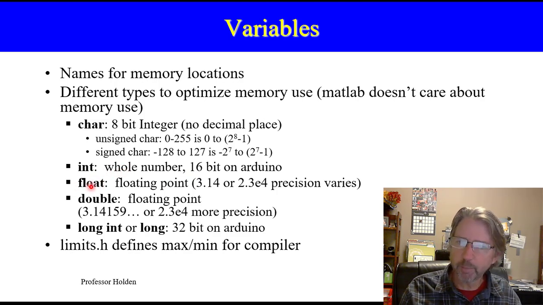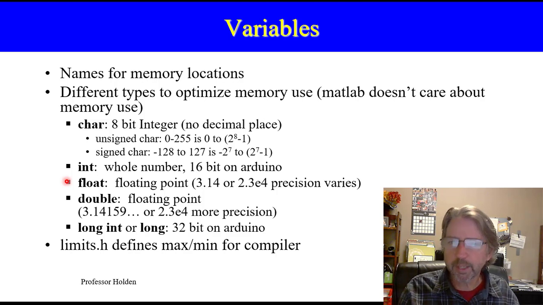Float is a floating point number, so it does have the decimal point, like 3.14, or you can use scientific notation, 2.3e4, which means 2.3 times 10 to the 4. Most engineering calculations are done with floating point numbers. It takes 32 bits to store a floating point number on an Arduino, and it's stored sort of in scientific notation, but in binary. If you need more decimal places, you can't really say exactly how many, because again, it's in binary. But if you need lots of precision, less round-off error, use the double.